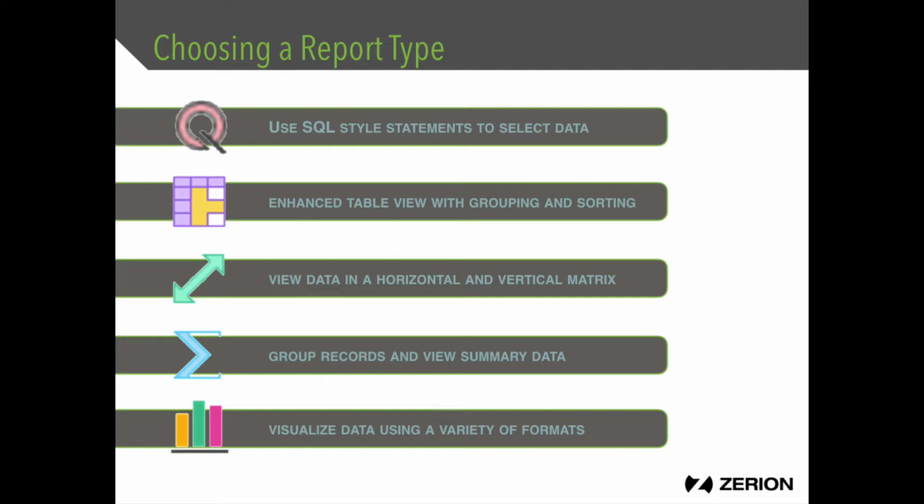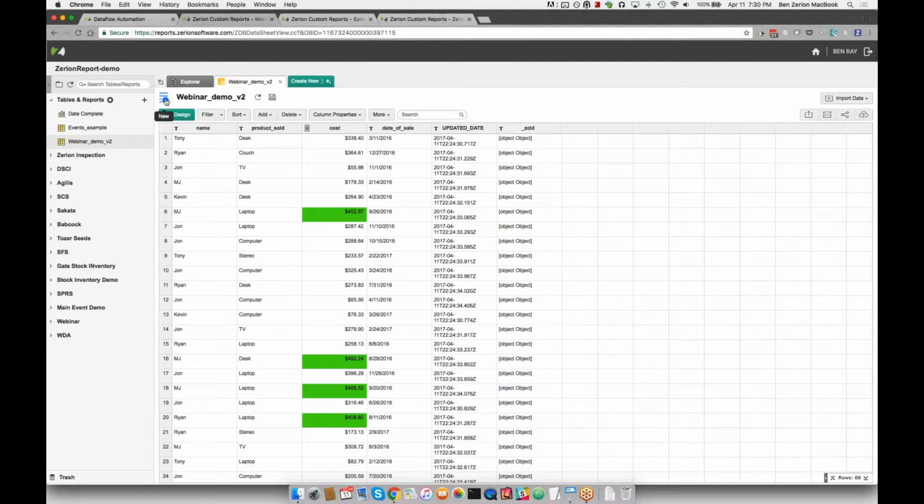So let's hop back over into Zerion Reports, and we're going to build a report or two. So the first thing you want to do is open up our data table and look at what type of report we're going to build. So the first one I'm going to build is a pivot view that's going to show the total sales by individual. So let's click New, and then we're going to click New Pivot View.